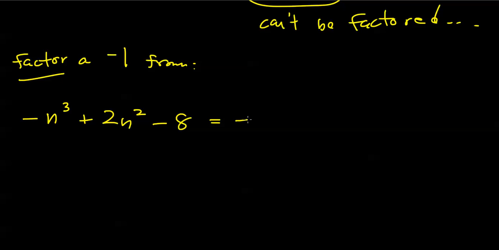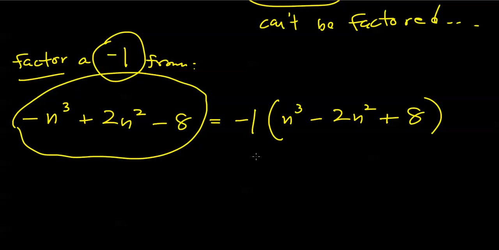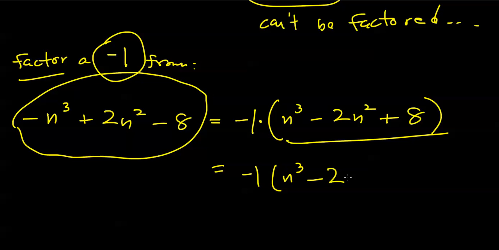To that end, I can always factor out a negative 1 from any expression basically by changing the signs of all the terms the sum or difference contains. Alright, so I can factor out a minus 1 from this expression just by writing a negative 1 factor outside a set of parentheses and then writing the original polynomial expression with every sign changed, or every sign the opposite. So my final answer here would be minus 1 times n cubed minus 2n squared plus 8. Okay?